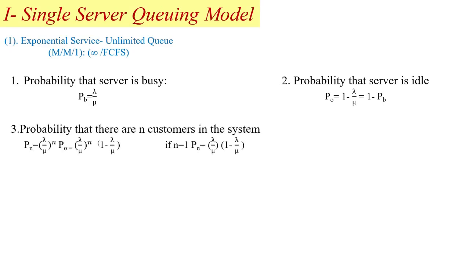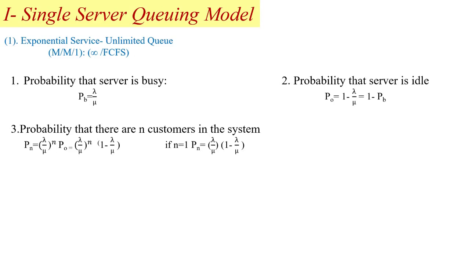Third one is the probability that there are n number of customers, for example 5 customers, or maybe 6, or 2. So the third formula is the probability that there are n number of customers in the system. Sometimes a problem may ask you to find the probability that only 3 customers are there in the system. Then you have to use this formula. Here Pn is the probability that there are n number of customers in the system.